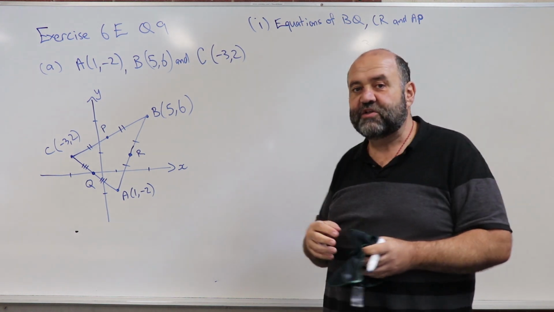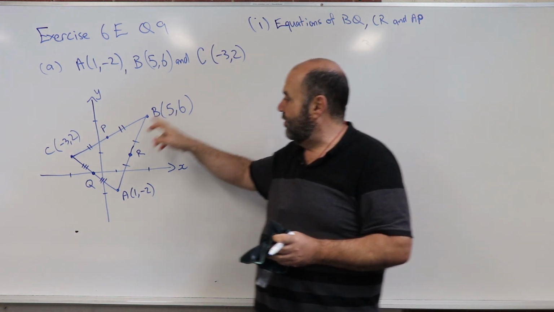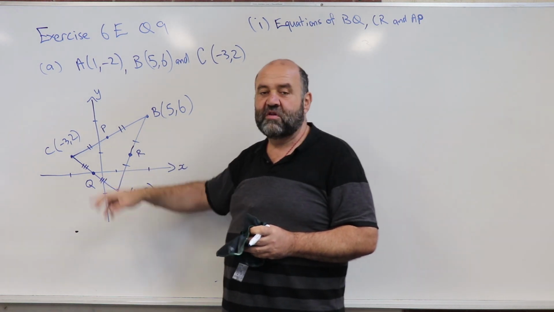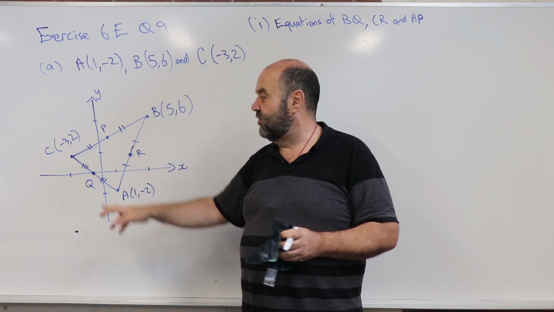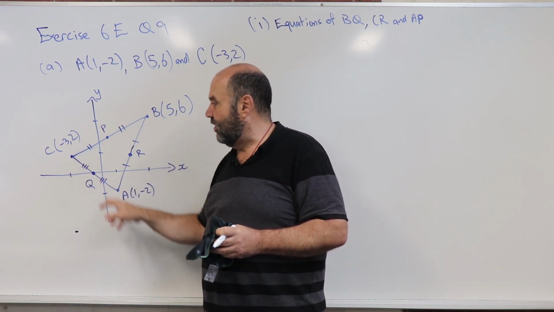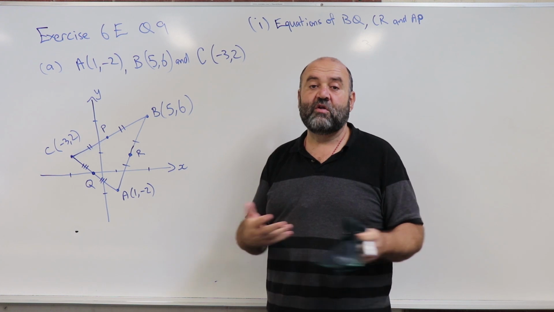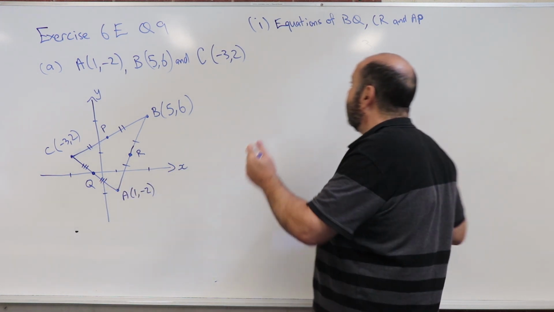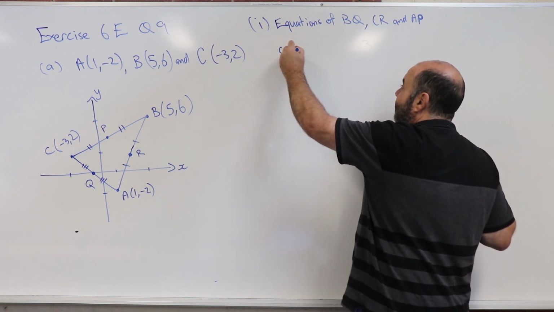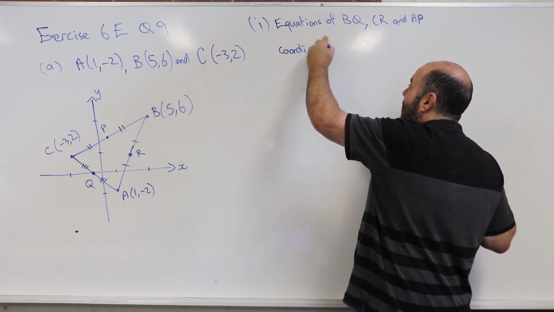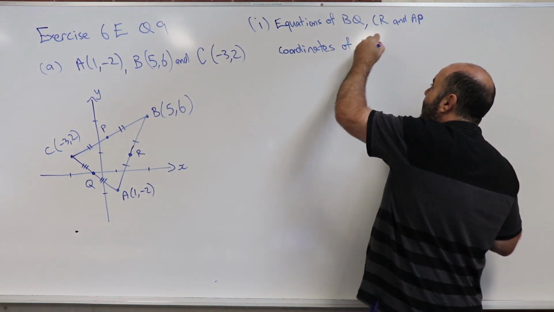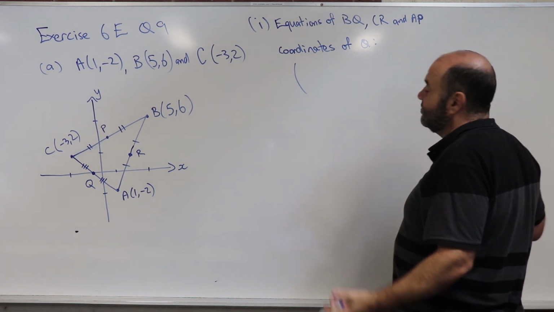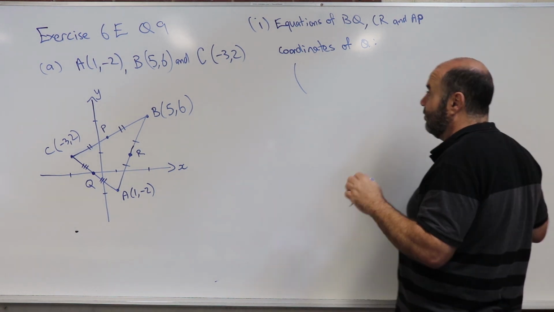So if I want the equation of BQ, well, I've got the coordinates of B. I need the coordinates of Q. I'm told that Q is the midpoint of AC, so I need to use my midpoint formula to find the coordinates of Q. So let's do that. Coordinates of Q. Let's find them. It's the midpoint of AC, so I'm just going to use the midpoint formula to get me out of trouble here.